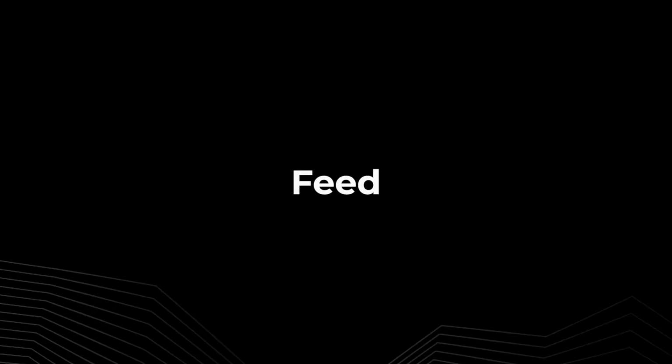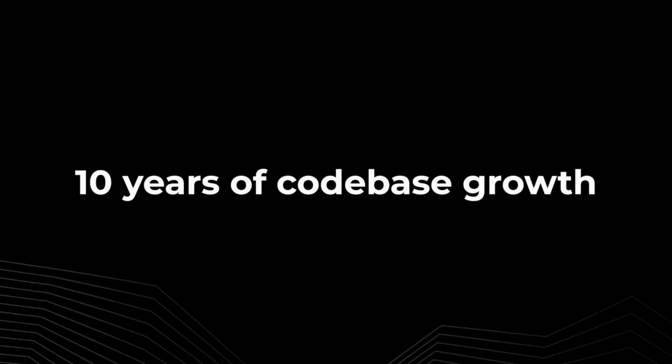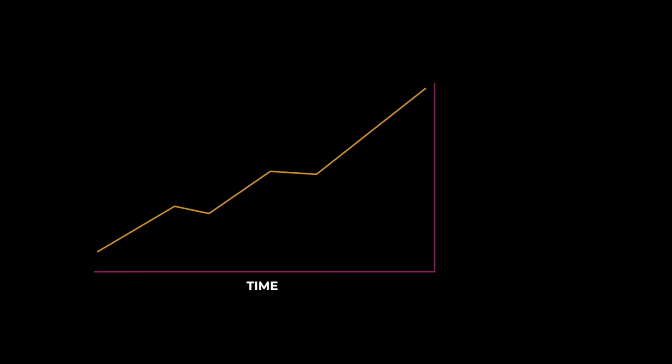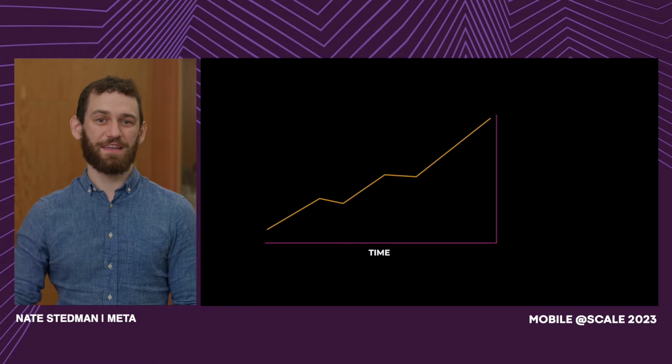So 10 years ago, Instagram started out with Feed, but over time, it has grown to include more features. It's features like Explore, Stories, Direct, and most recently, Reels. 10 years of product growth also meant 10 years of code-base growth. So product engineers love looking at graphs like this. The line's going up, people are using the app.